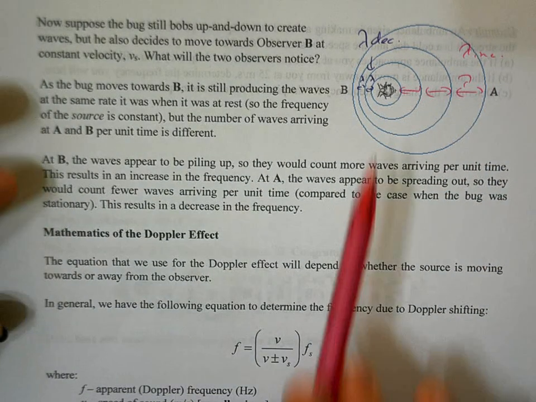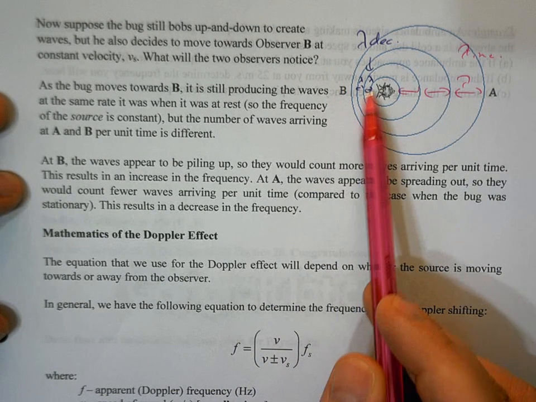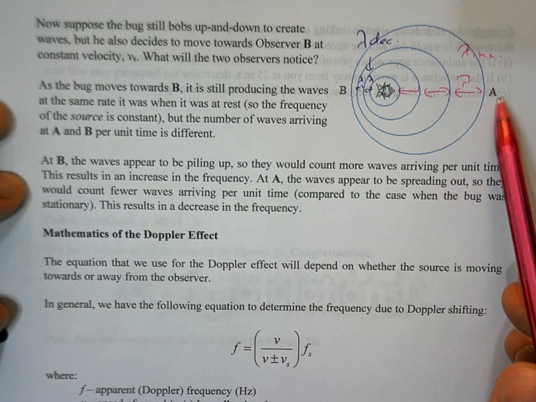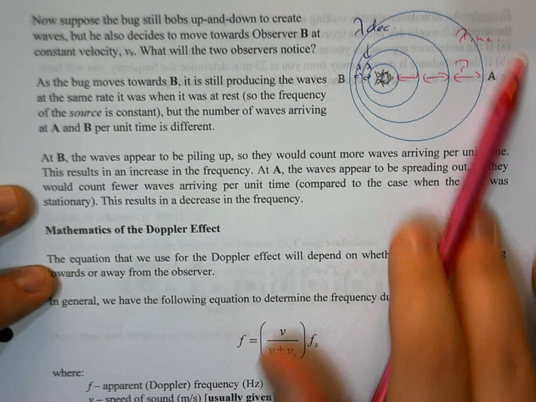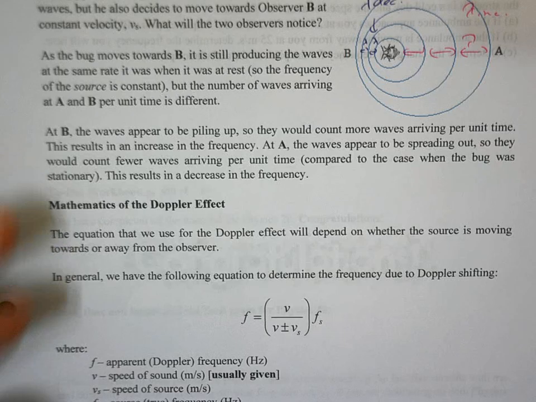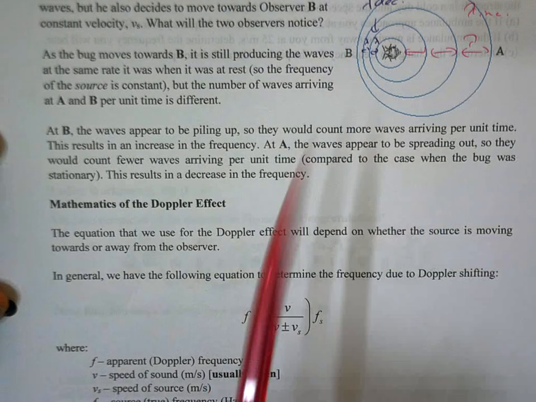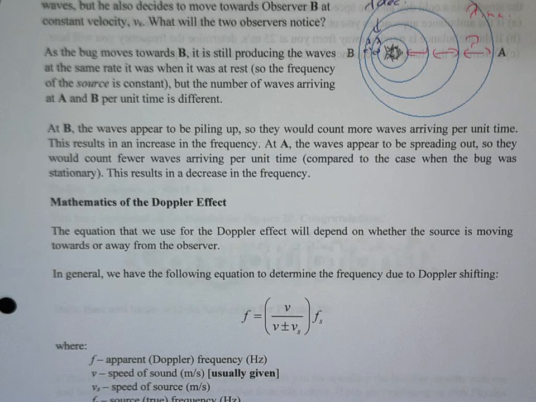What that means is that as this wavelength decreases, the person at B is going to notice they have more waves hitting them per unit time than the person at A. A is going to receive fewer waves per unit time because they're so spread out. Because they're spreading out, fewer are arriving in the same amount of time as compared to the person at B. And keep in mind, how many waves arrive per unit time is exactly what we're talking about with frequency. So when this bug's moving towards B, B is going to notice an increase in frequency of the waves because there are more waves approaching per unit time. Whereas at A, they're going to notice a lower frequency because there are fewer waves approaching per unit time.